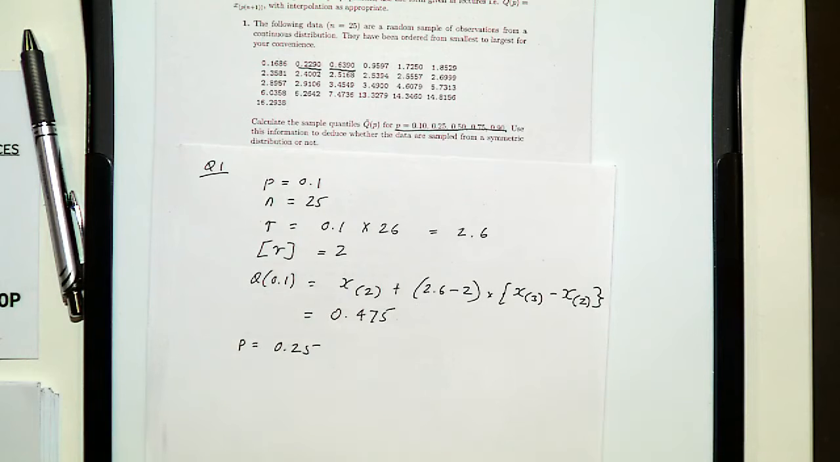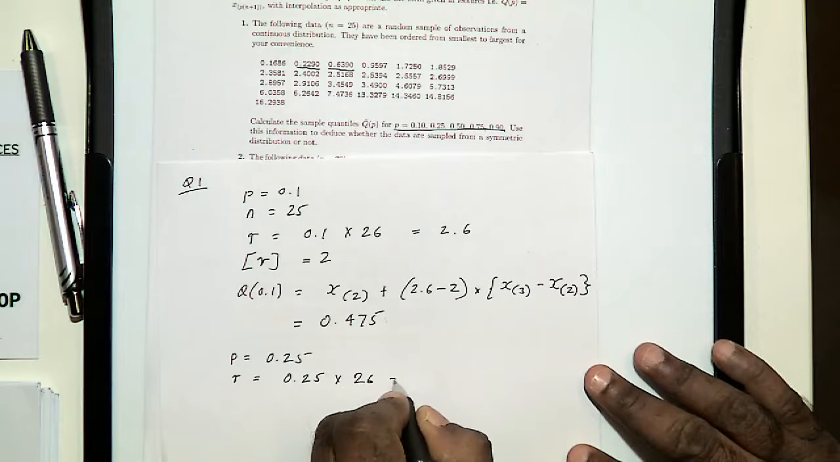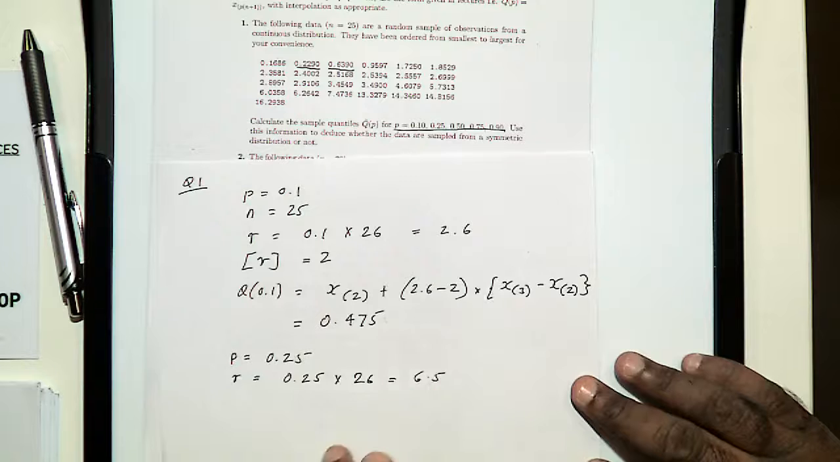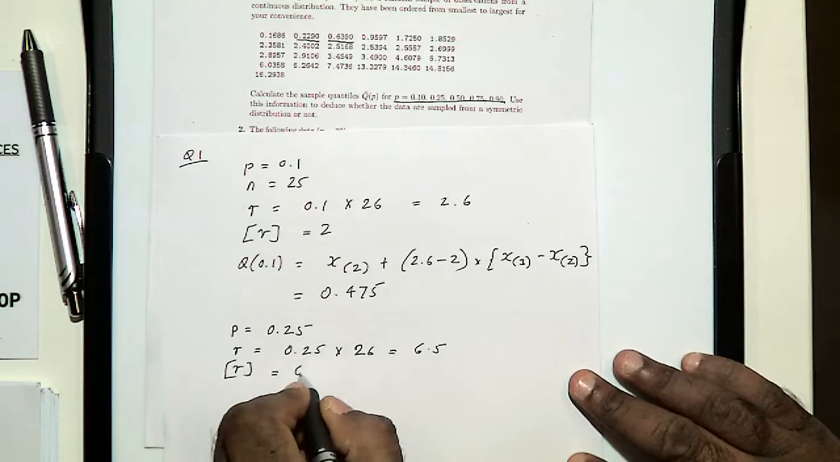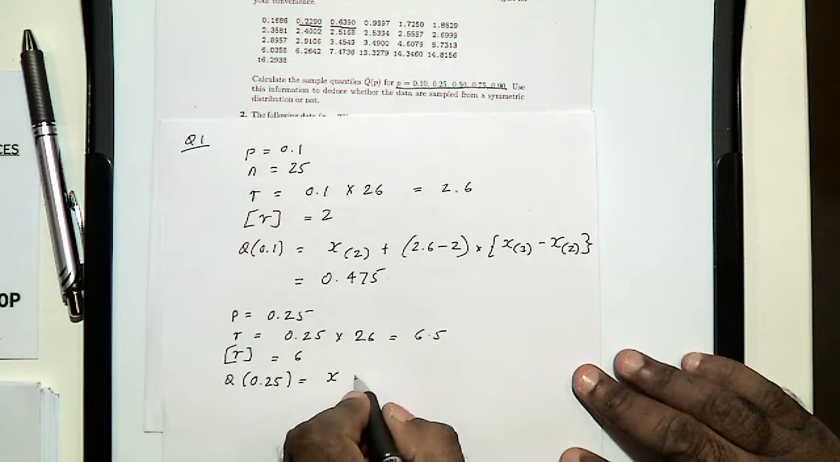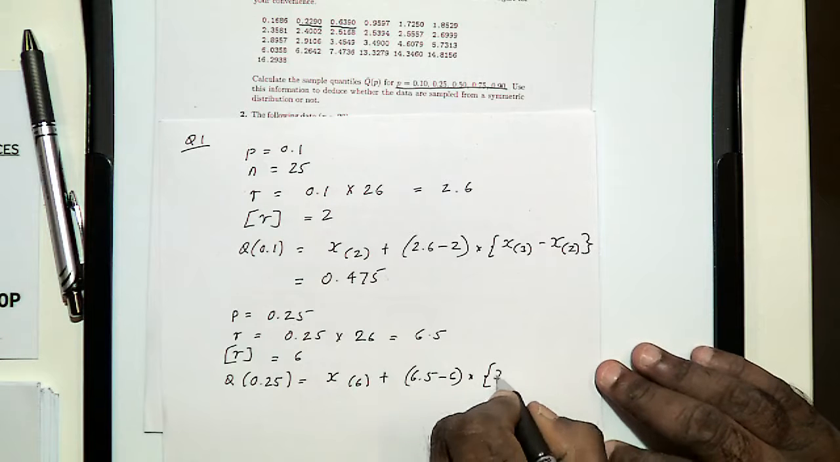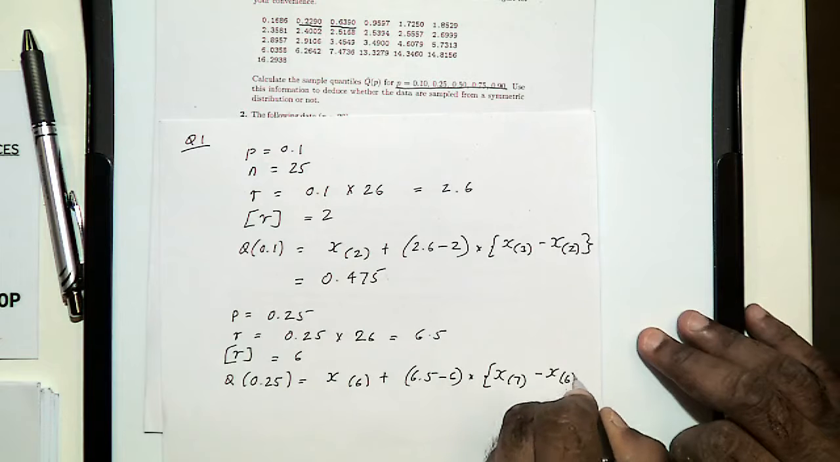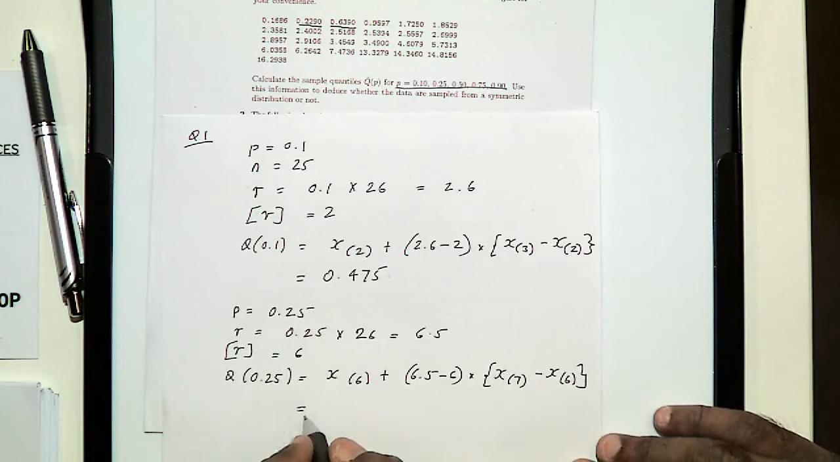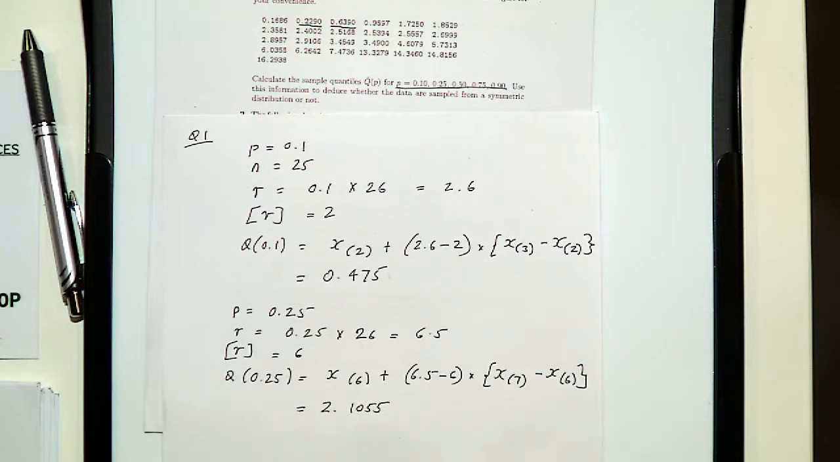And similarly, you can compute the first quartile. Remember, the first quartile corresponds to 25%, right? Okay, so you do the same thing. So R in this case is going to be 0.25 multiplied by 26, which is 6.5, right? And the integer part of R is going to be 6, right? So Q at 0.25 is going to be, and if you work this out, you will get 2.1055. So this is how you compute the Q at 0.25. And similarly the other ones.